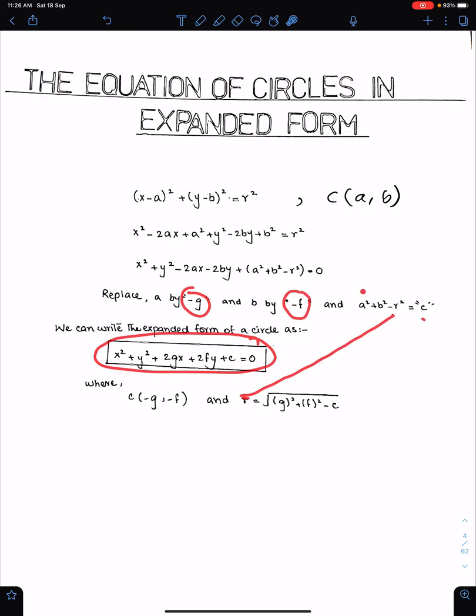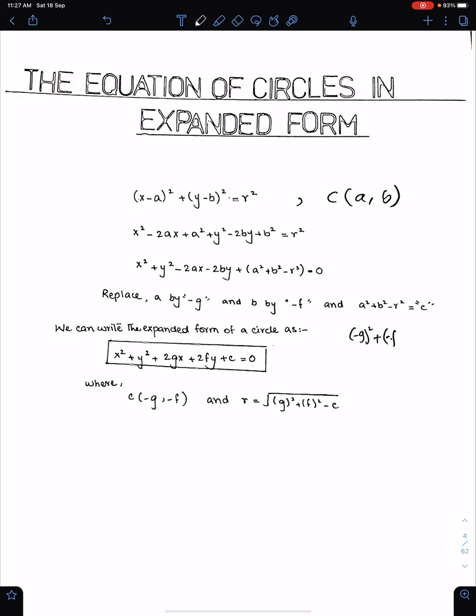square root of G square plus F square minus C, because A is minus G, so A square will become G square. Let me explain this here. Since A is replaced by minus G, so this will become minus G square. This is minus F square, R square, C. So when you will make R subject, you'll get this thing, G square plus F square minus C.